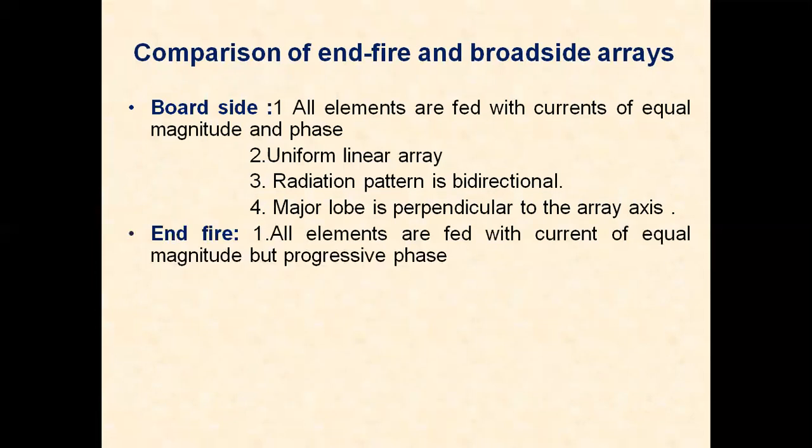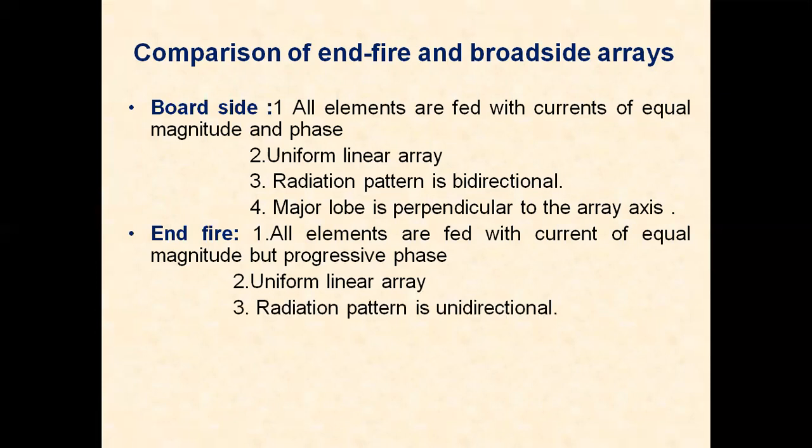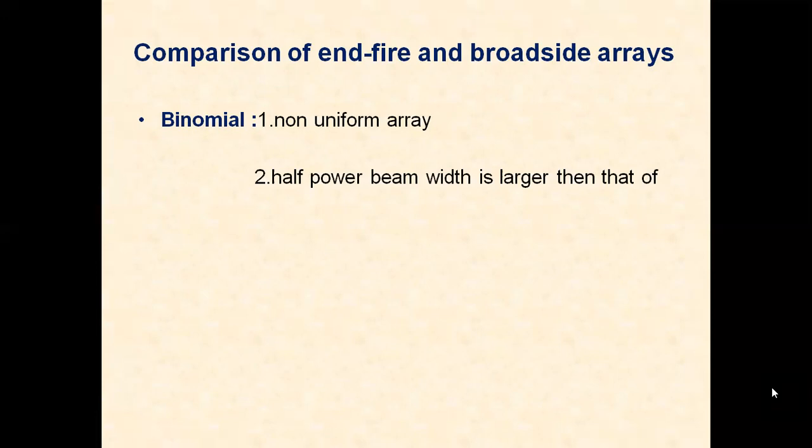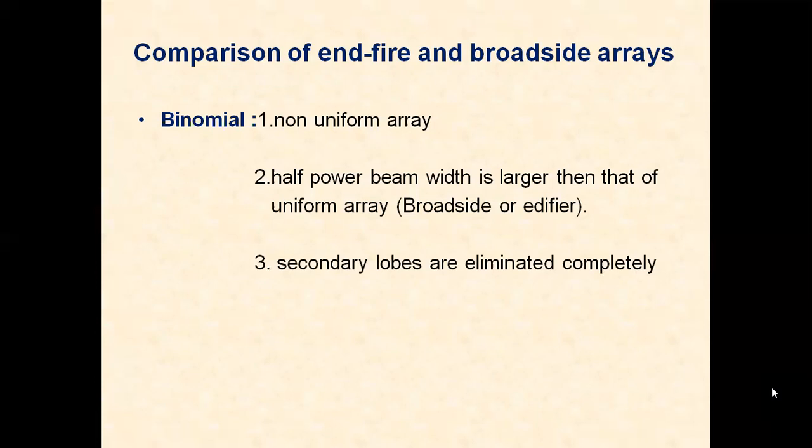And we have the end-fire array. All elements are fed with currents of equal magnitude, but there is a progressive phase shift. Uniform linear array, radiation pattern is unidirectional, that is, parallel to the array axis. We have the binomial array, a non-uniform array. Half power beam width is larger than that of the uniform array, broadside or end-fire. Secondary lobes are eliminated completely. We have only the major lobe.